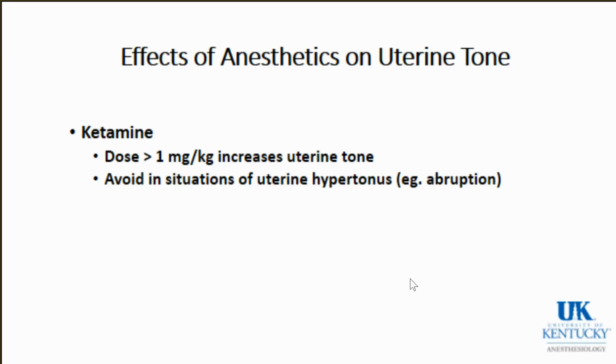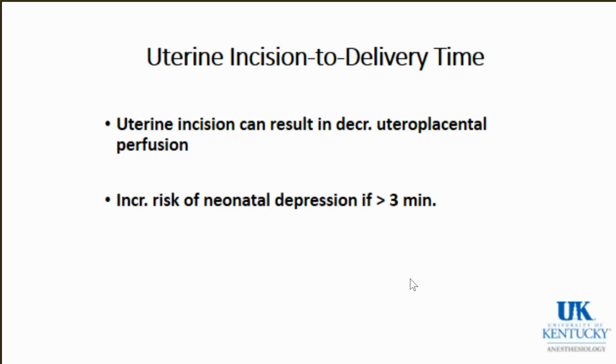Other drugs that can affect uterine tone: ketamine in larger doses, like greater than 1 milligram per kilo, can actually increase uterine tone. And that's something to remember when you're in a situation where you may have uterine hypertonus. Specifically with abruption, you can have uterine hypertonus, a rock-hard uterus. You already have compromised uteroplacental perfusion as a result of the abruption. You probably wouldn't want to use a large dose of ketamine for induction of anesthesia in that case, because that could further compromise uteroplacental perfusion.